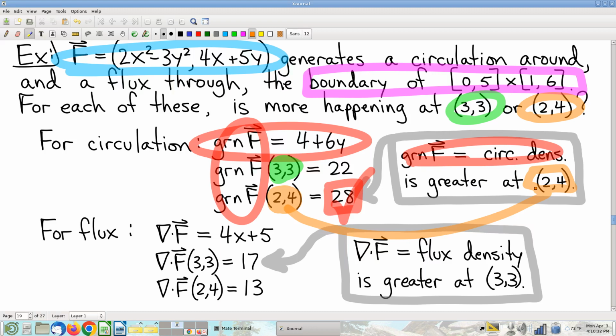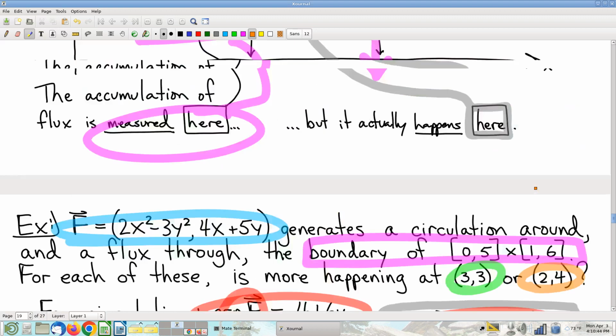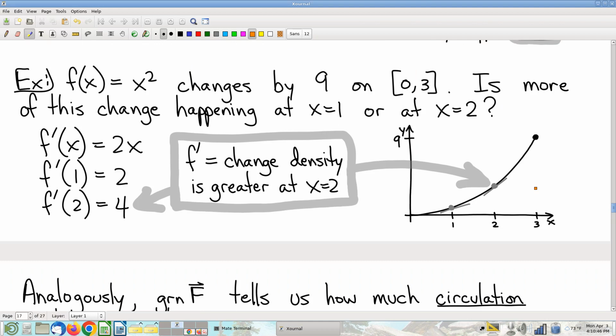So no picture at all here, no geometric intuition here. I'm just using the interpretation of Green's operator as circulation density to draw this conclusion. This is totally analogous to this example where I use the derivative as change density to draw this same kind of conclusion.